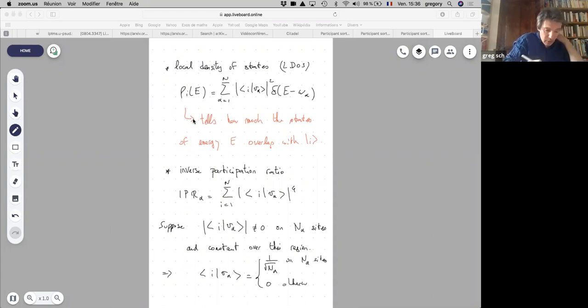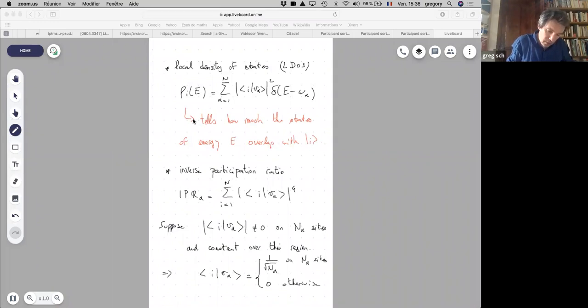Again, this is because of normalization, right? Because I need to have the sum over n^α sites of the square of this, which is 1 over n^α, I need this to be 1. So I have no other option to have this normalization factor.